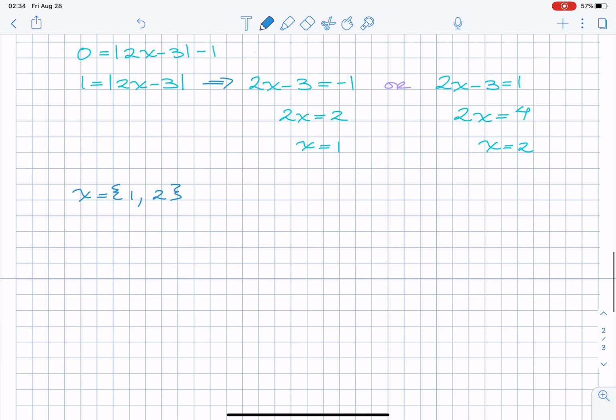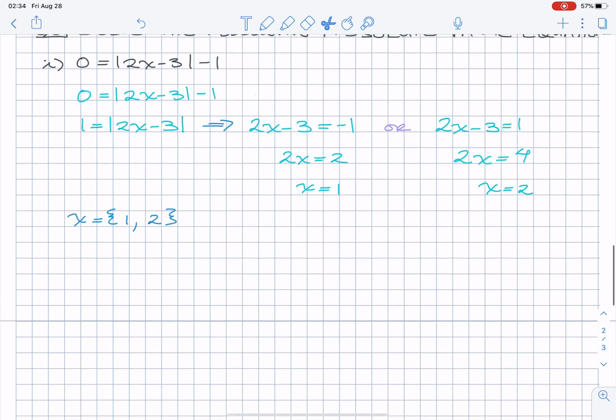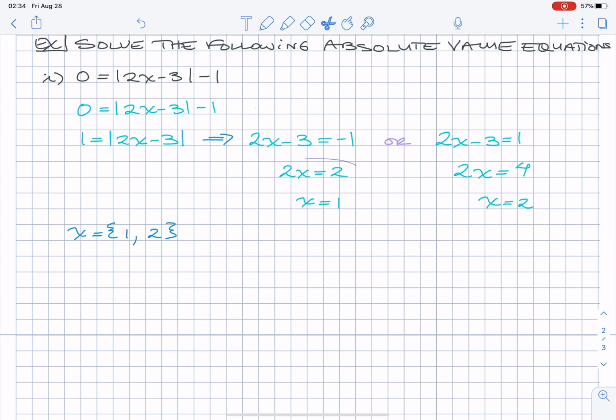Okay. Do I have enough room to put another one here? Maybe I do if I don't skip a line here. Trying to save space. Electronic paper.